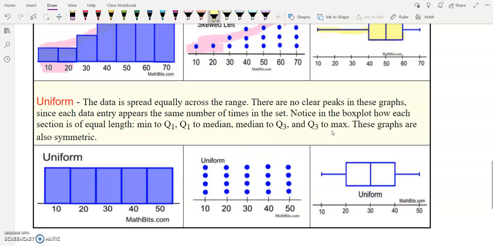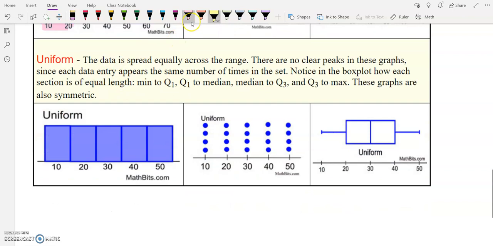Last one, uniform. Do you know what uniform means? It's like when you guys are supposed to wear the school uniform. It means everything is the same. The data is spread equally across the range. Basically everything has the same height. Everything here has the same height. Notice here, this is the same size on both. So this box is the same size as this box, and this whisker is the same length as this whisker. Everything is very much the same. And so the word is called uniform.